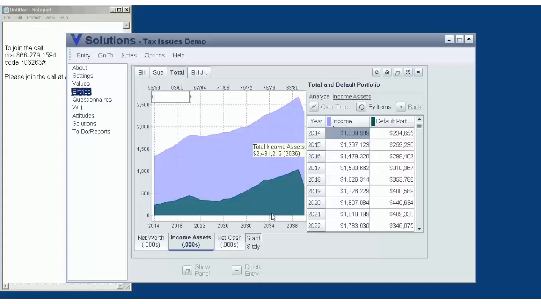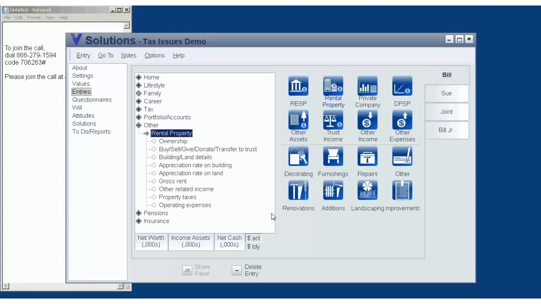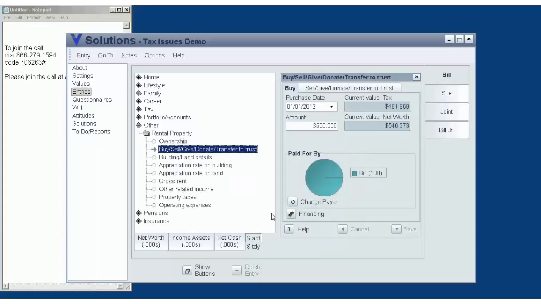So the first thing I want to do is have a look at the rental property inputs to see what's involved. So if we go to it, we're going to see ownership. We can see when they bought the rental property, and I have it as 2012, an existing rental property for a couple of years. This is pretty commonplace. And I put in a value of $500,000.